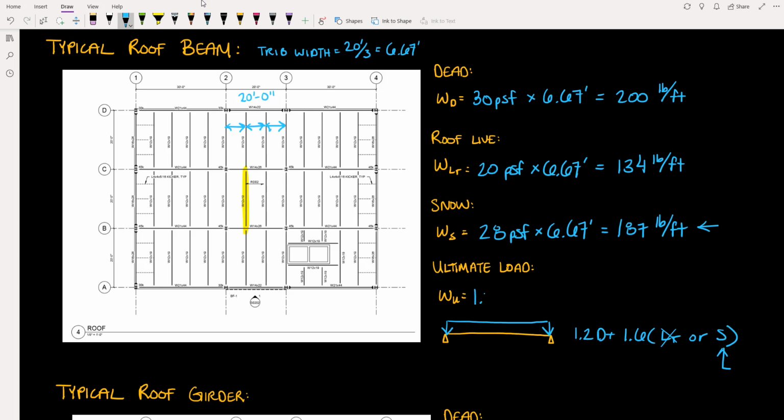So we have 1.2 times 200 pounds per foot plus 1.6 times 187 pounds per foot. And all of that comes out to 540 pounds per foot. So for every foot along this beam, there will be 540 pounds of load. And that load is what we need to design this beam for.